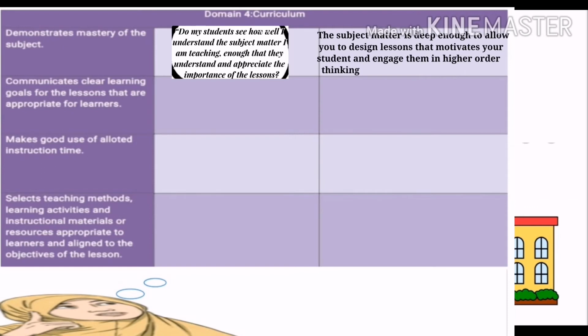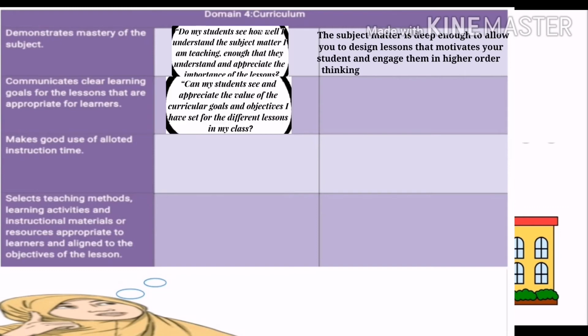The subject matter is deep enough to allow you to design lesson that motivates your student and engage them in higher order thinking. Communicates clear learning goals for the lesson that are appropriate for learners. Can my students see and appreciate the value of the curricular goals and objectives I have set for the different lesson in my class? So, bago ka magsimula sa iyong discussion, mas magandang sabihin mo muna yung objectives mo sa topic na ituturo mo nang mas mapadali nilang intindihin yung discussion mo. Nang sa ganon, the student understand the learning goals that you have set for them for all lessons.